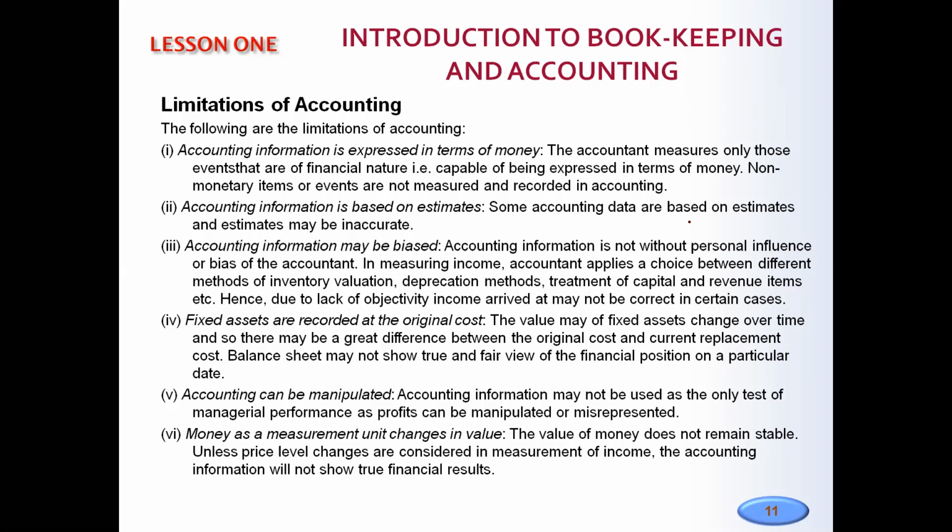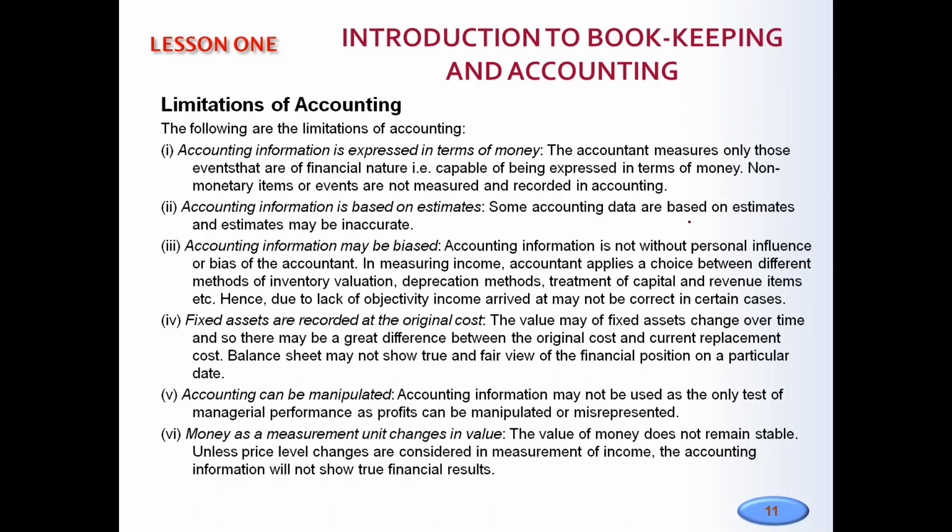For example, if I prepare financial information like a P&L account, and I use the straight line method of depreciation, and another person does the same account using the reducing balance method, at the end of the day the two of us will arrive at two different answers. So that is what we mean by accounting information may be biased. The same thing applies in inventory valuation, where we have so many different methods.